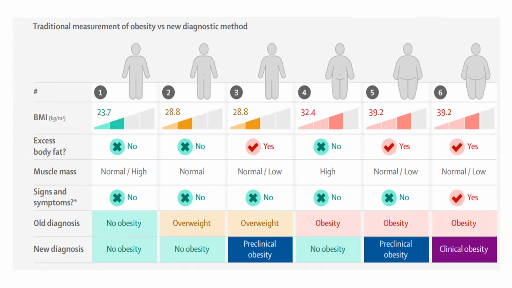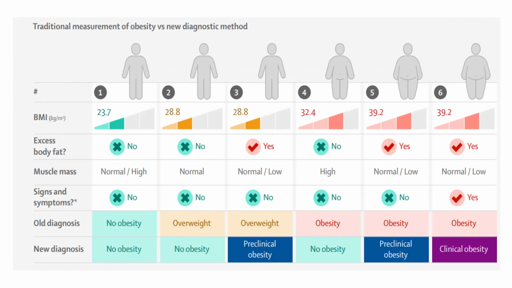Now, we'll try to put in this chart the two methods and see how we can look at the traditional measurement of obesity versus the new diagnostic method. So we'll look at first case number one. Here BMI is 23.7. Normally we'll label this patient as having a normal BMI. Excess body fat? No. Muscle mass? Normal to high. Signs and symptoms of obesity? No. This is simply no obesity, and even in the new diagnosis, it will be labeled as no obesity.